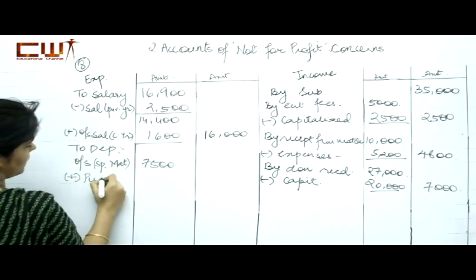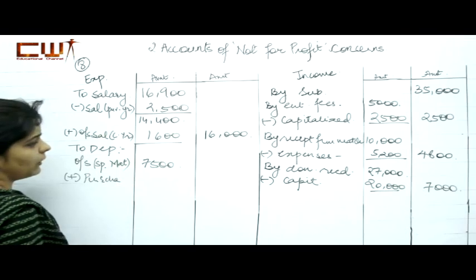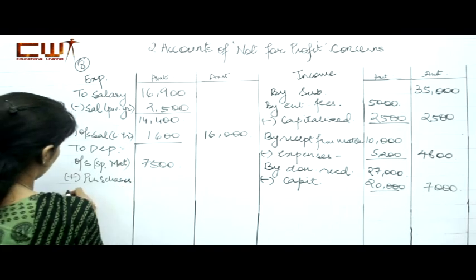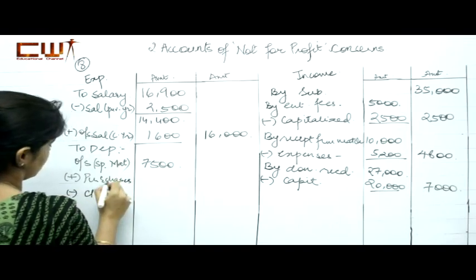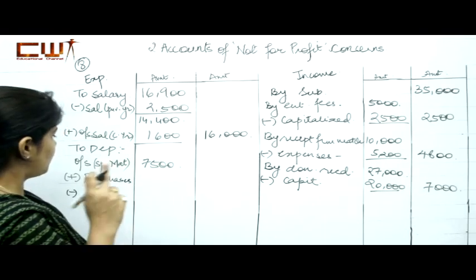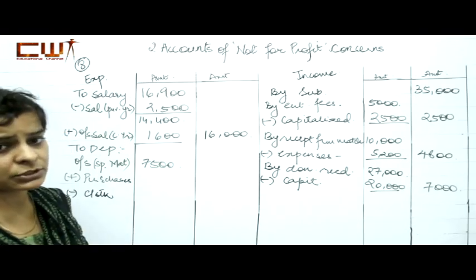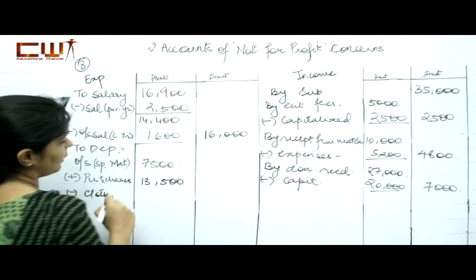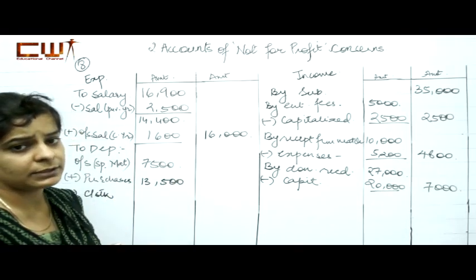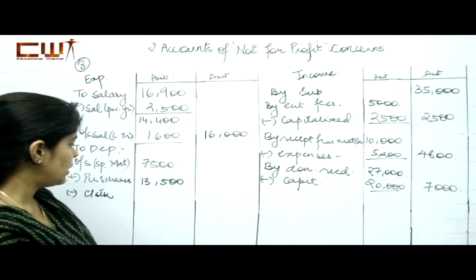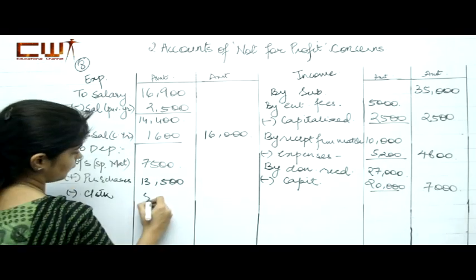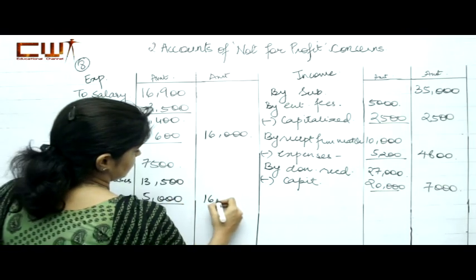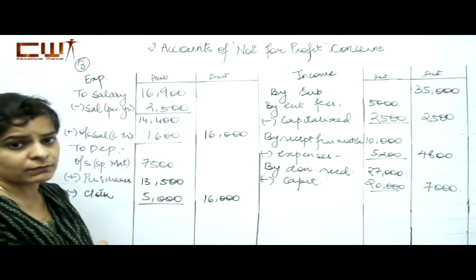Then what do you do? Add purchases, right? So when you have the opening stock and the purchases, what you do next is closing stock. So opening stock plus purchases minus closing stock will give you the depreciation. What are the purchases? 13,500. 7,500 plus 13,500 will give you 21,000. And closing stock is how much? 5,000. That will give you 16,000, right? 16,000 will be given to you.